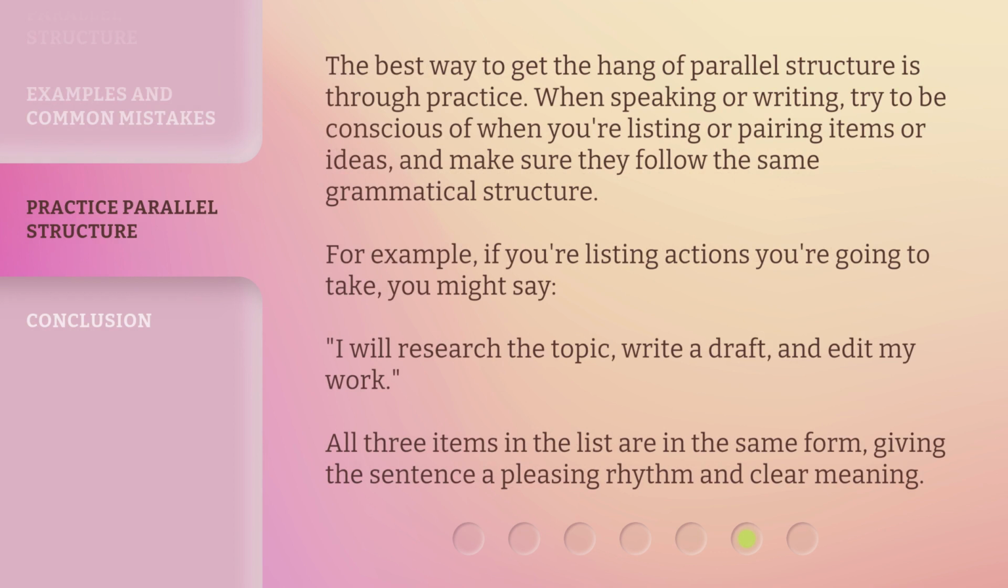The best way to get the hang of parallel structure is through practice. When speaking or writing, try to be conscious of when you're listing or pairing items or ideas, and make sure they follow the same grammatical structure. For example, if you're listing actions you're going to take, you might say, I will research the topic, write a draft, and edit my work. All three items in the list are in the same form, giving the sentence a pleasing rhythm and clear meaning.